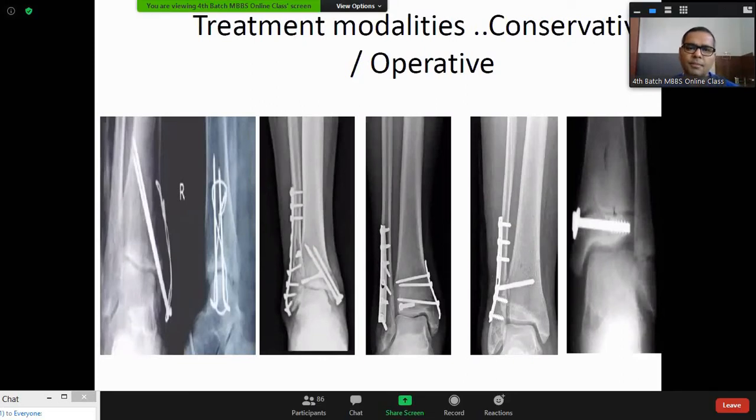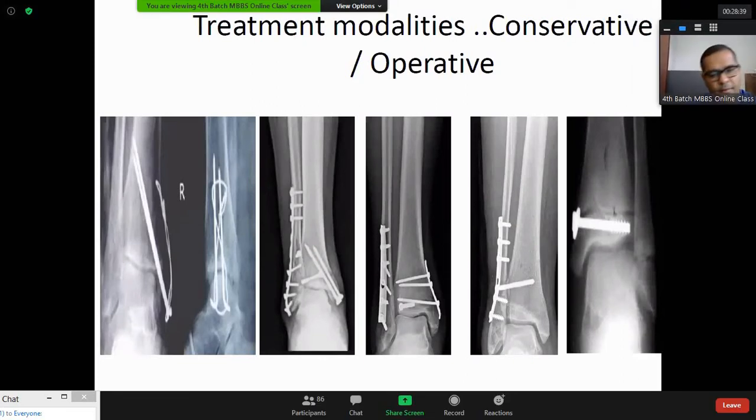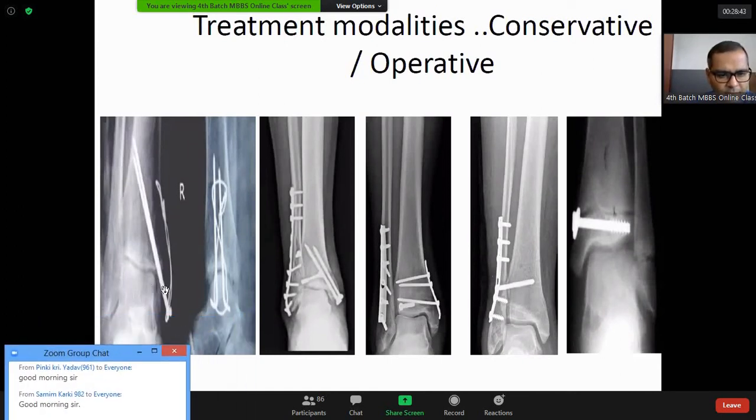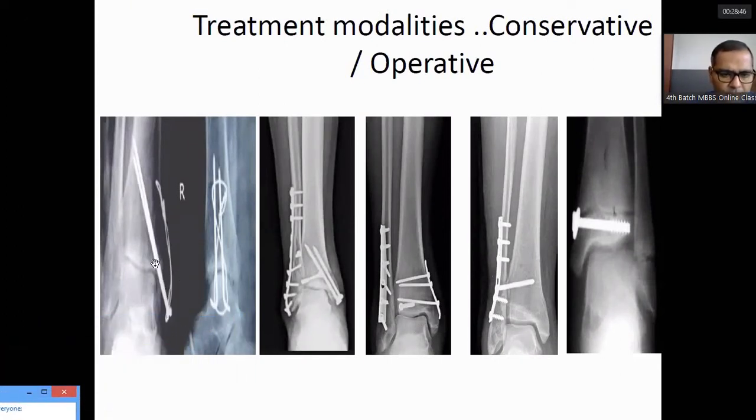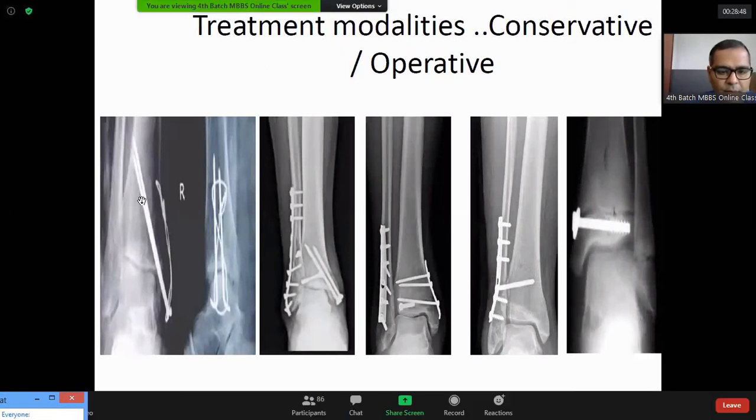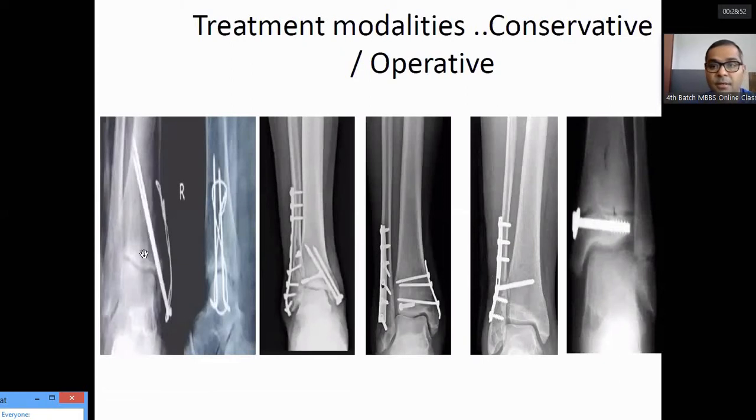Coming to different treatment modalities, there are various options for fixation. Like here in this picture, putting two Kirschner wires, we simply call it K-wire, and fixing with stainless steel wire, and we make it a figure of 8. This we call modified tension band wiring. This is for the fracture of the medial malleolus. This is the lateral view.